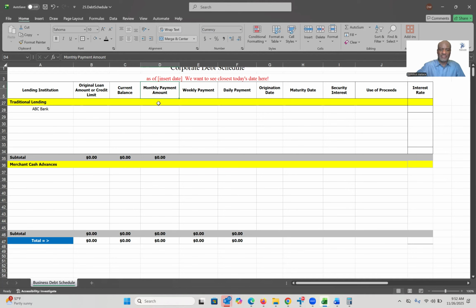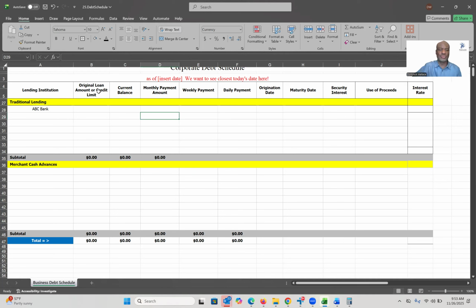But here you just go down to this date here. Now, ideally what we want to know is the terms that you have. So if it's weekly, just put weekly here. If it's daily, you put daily. If it's monthly, just put monthly. That way we know exactly what terms you have there.